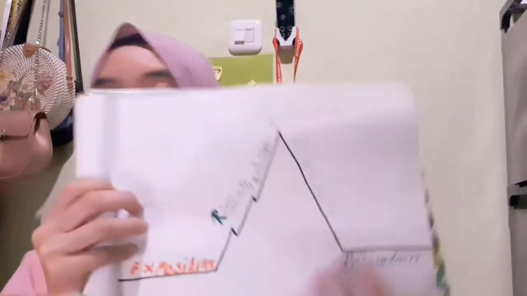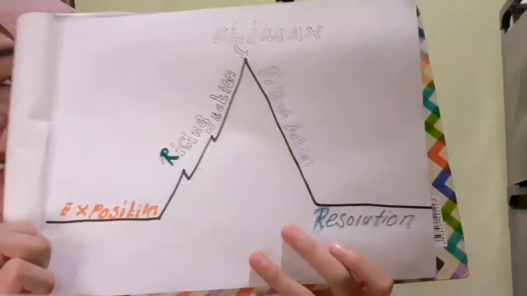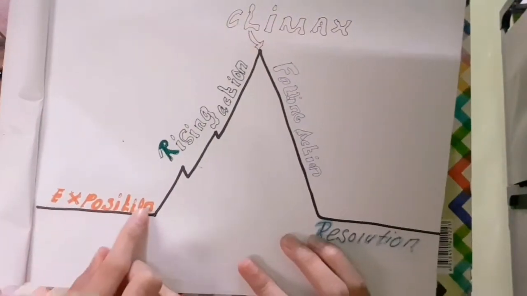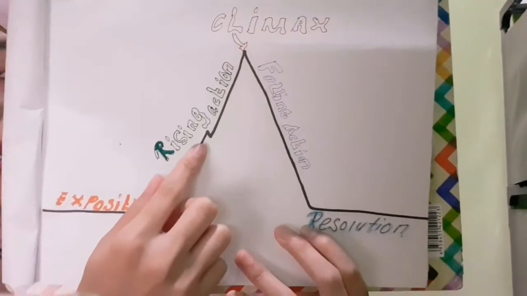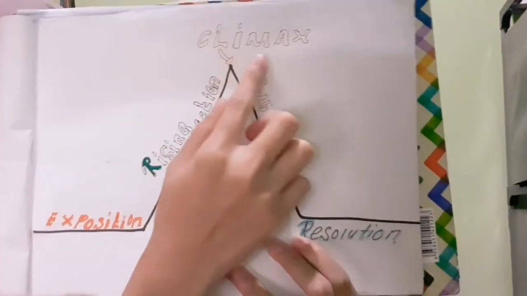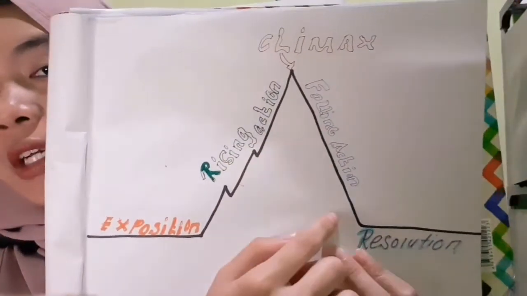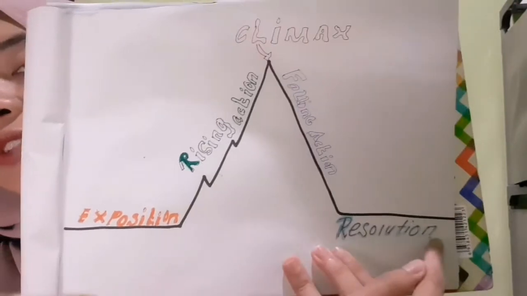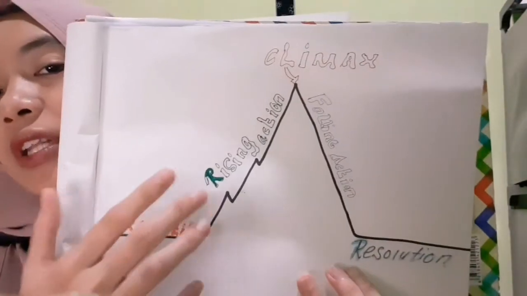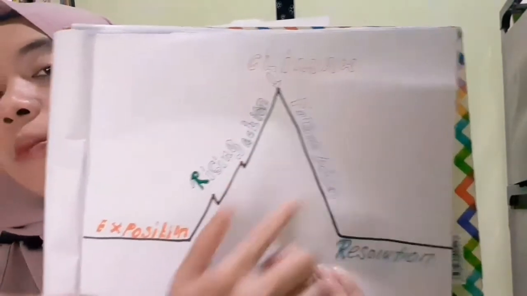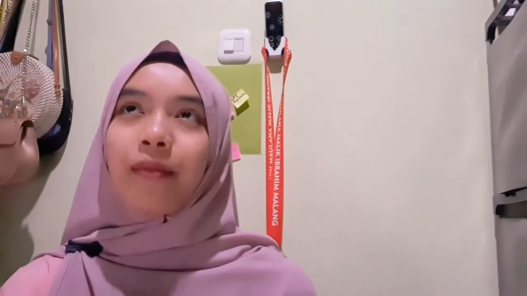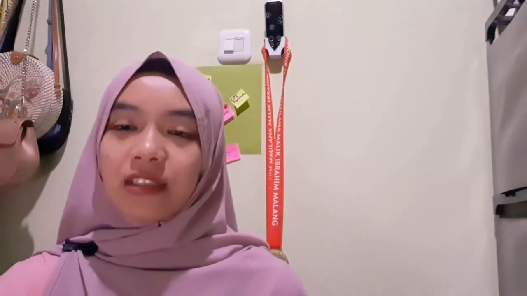First, we can see the diagram. Exposition is in the beginning. After that, we go through rising action, then climax, then falling action, and then resolution. Climax, falling action, and rising action are part of conflict. First, the exposition: in the exposition, the author introduces and explains the condition, the setting, and the character.